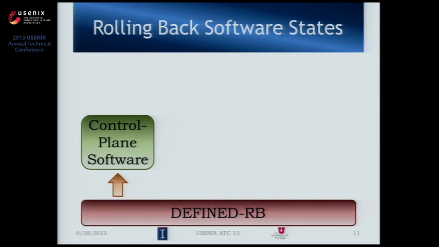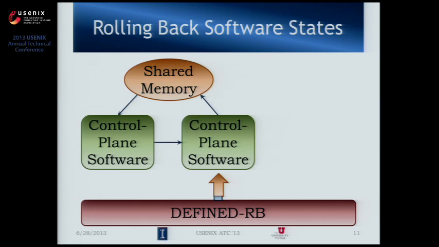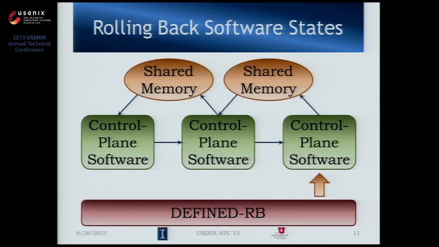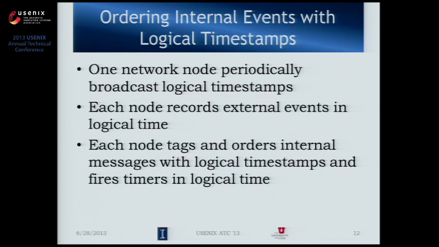So when we roll back to the final state, the DefineRB library will instruct the control plane software to replay all the messages in the correct order and reconstruct the process chain. So this process allows us to make the execution deterministic in the production network. Because rolling back is not a lightweight process, what we try to do here is to limit the number of rollbacks inside our network.